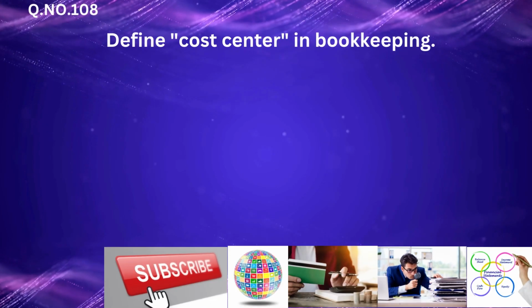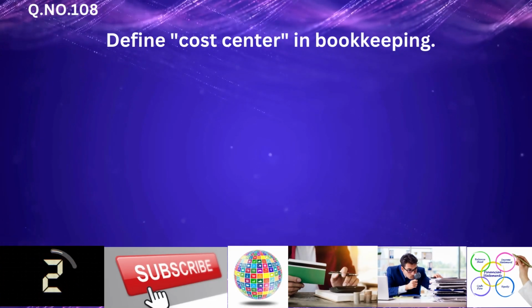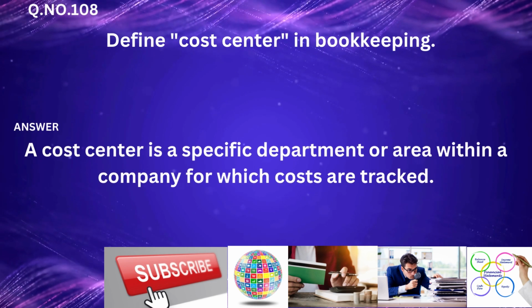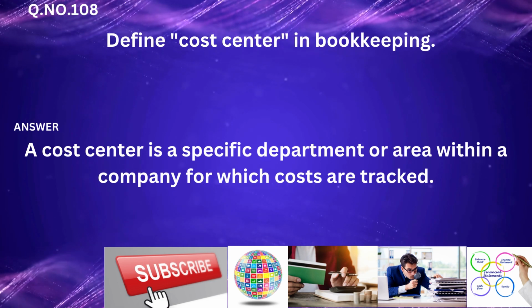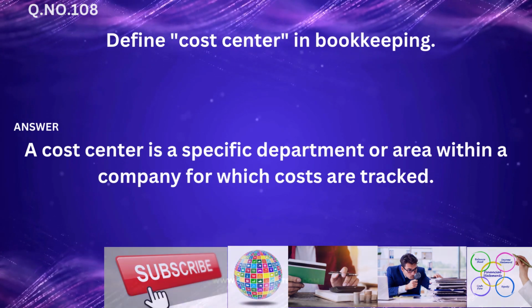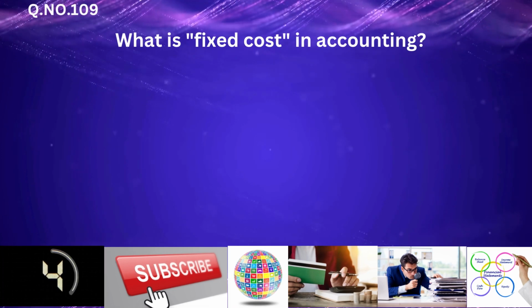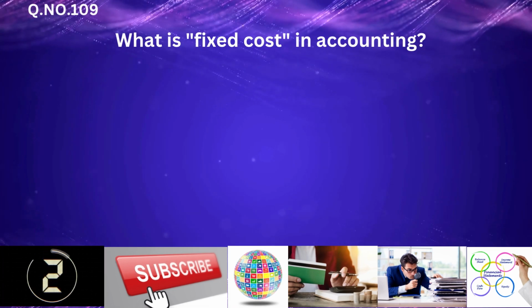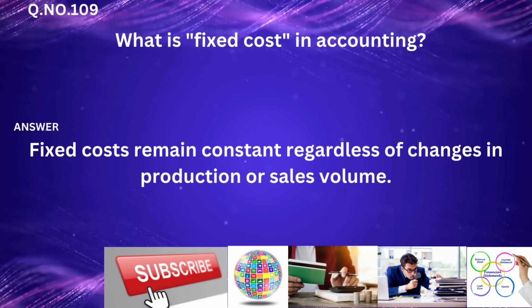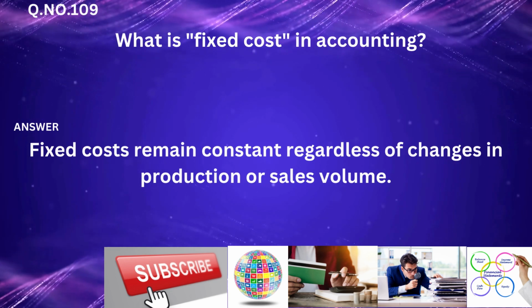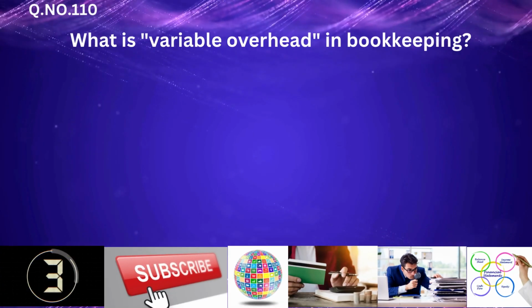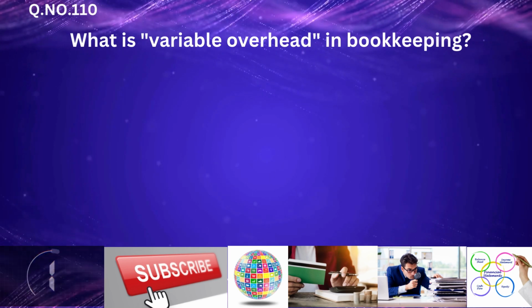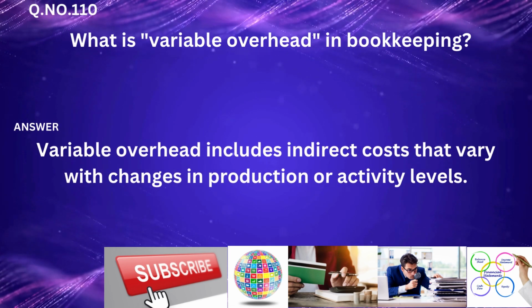Question 117. Define job order costing in bookkeeping. Answer: job order costing assigns costs to specific custom-made products or services. Question 118. What is activity-based budgeting (AB) in accounting? Answer: AB uses activity-based costing principles to create a budget that aligns costs with the activities required to produce products or services.